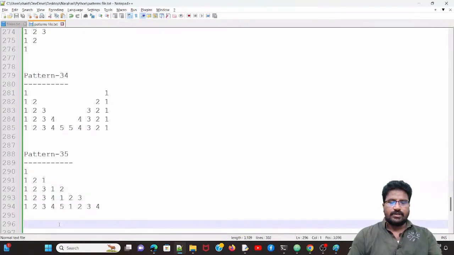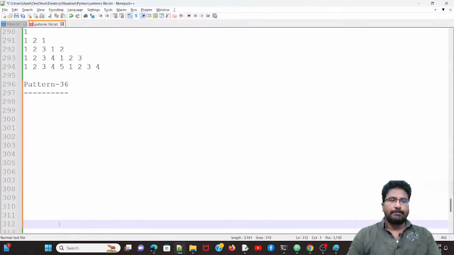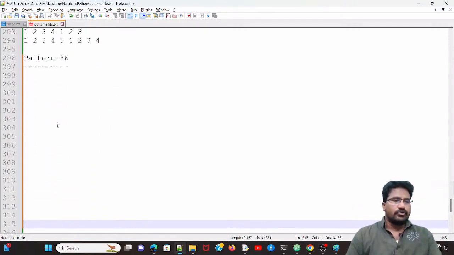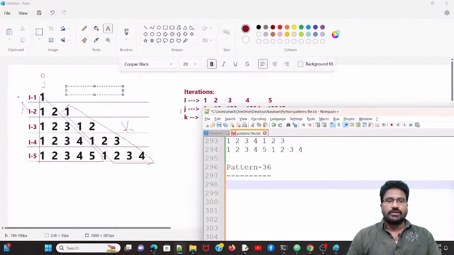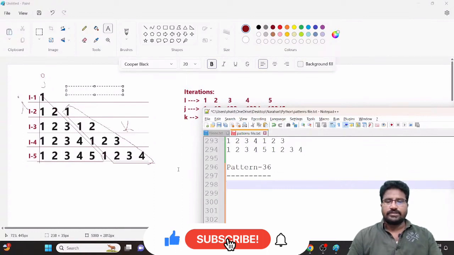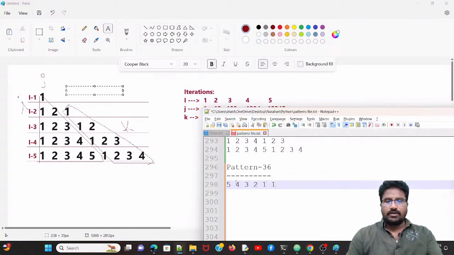A new pattern, that is 36. The new pattern is right now what is our, this one over, right? Okay, 1, 1 2, 1 2 3, like this, right? Then the new one is, suppose, 5 4 3 2 1, then 1 2 3 4 5.